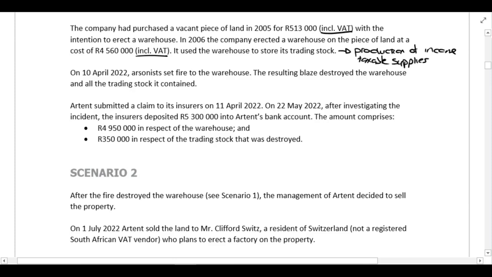Okay, so they are using it. It's not that they're a company and they bought this for some other reason, a non-taxable reason or anything like that.